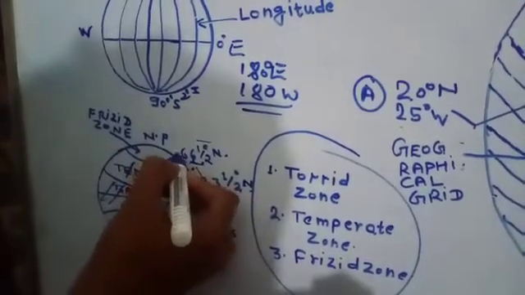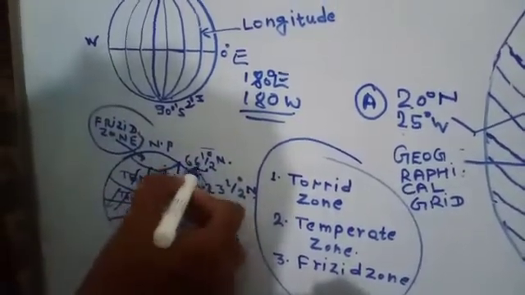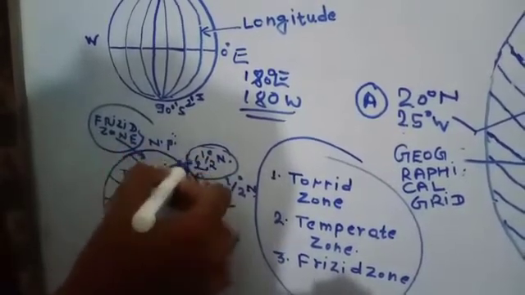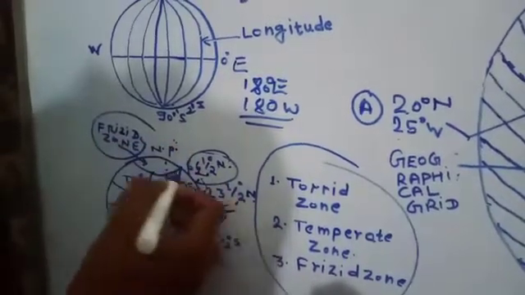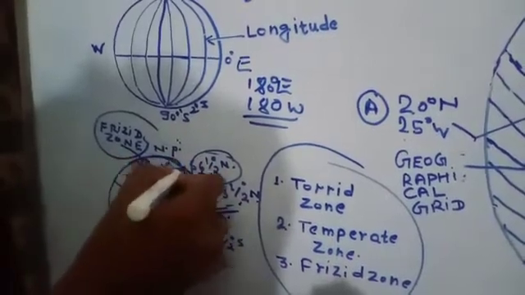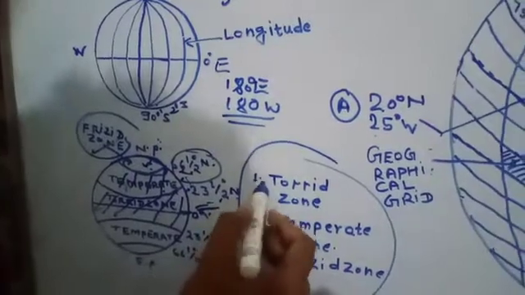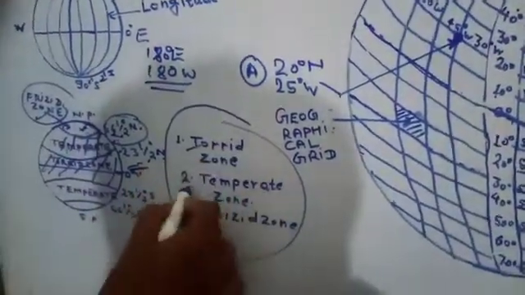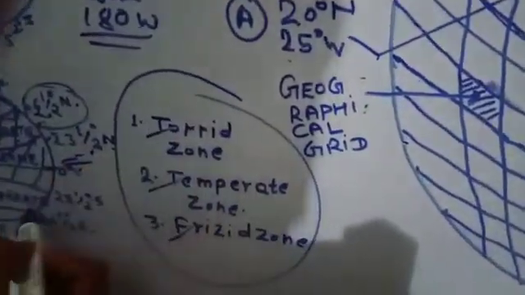Now moving towards the frigid zone. This zone lies beyond 66.5 degree up to 90 degree north. This area receives the most slanting sun rays. That's why this area is too cold, and it is often called the frigid zone. So we have divided our earth surface into three climatic zones: torrid zone, temperate zone, and frigid zone. The same applies in the southern hemisphere also.